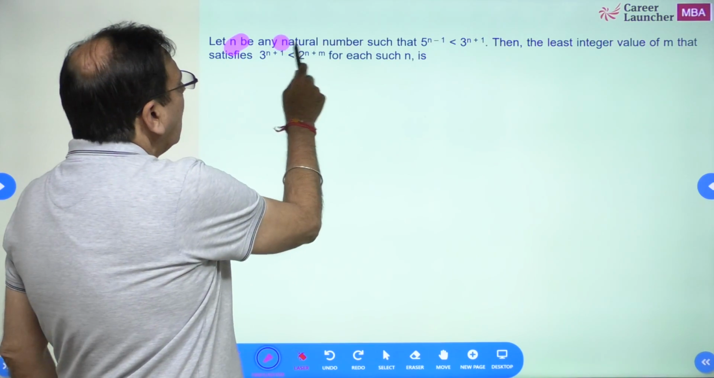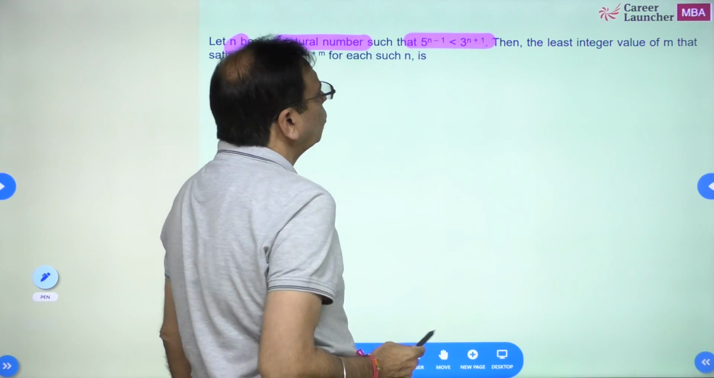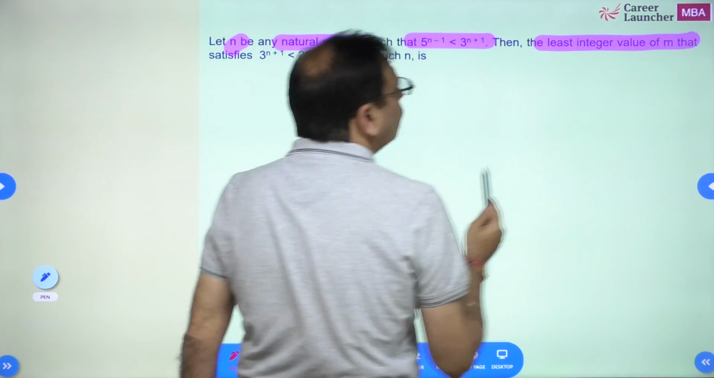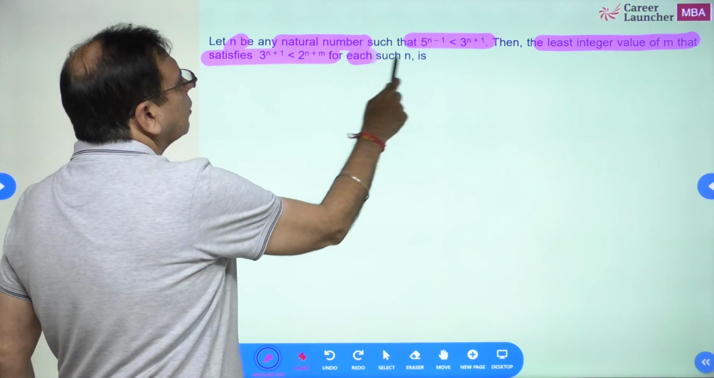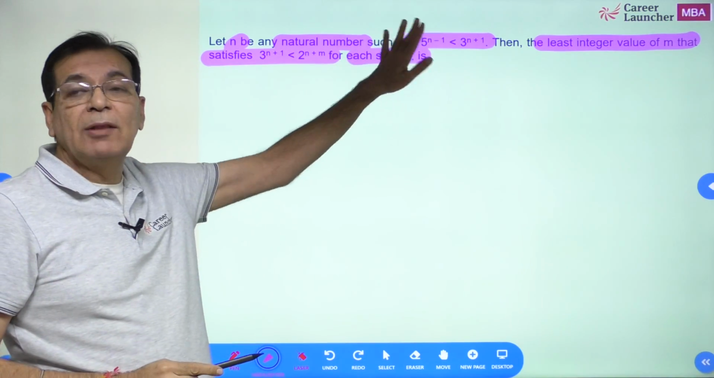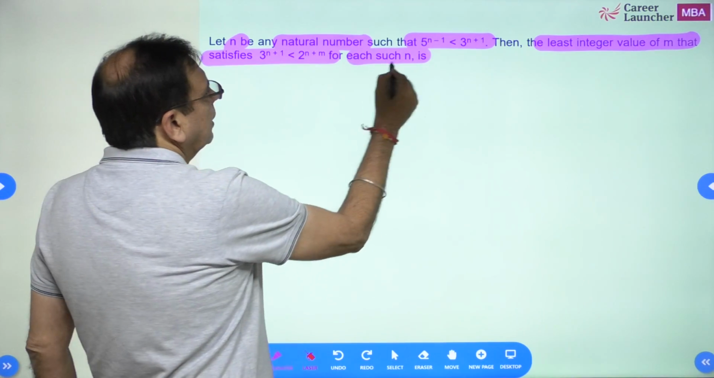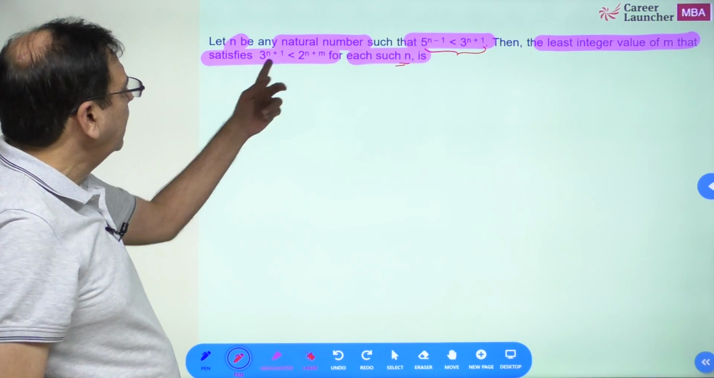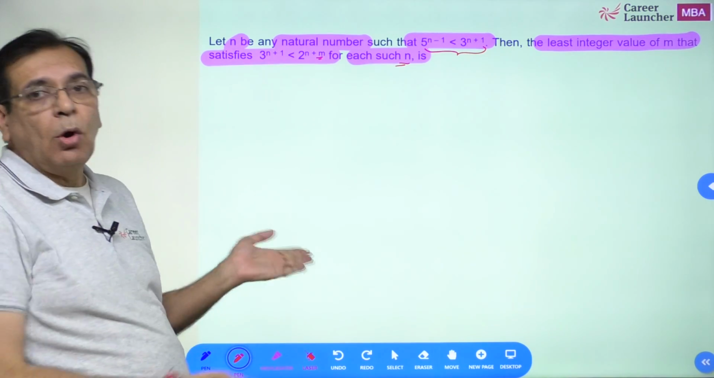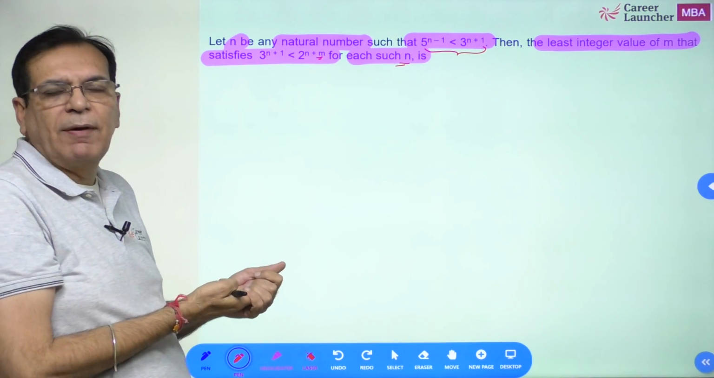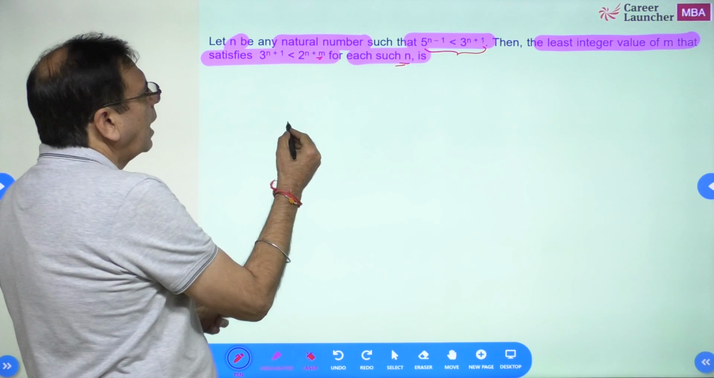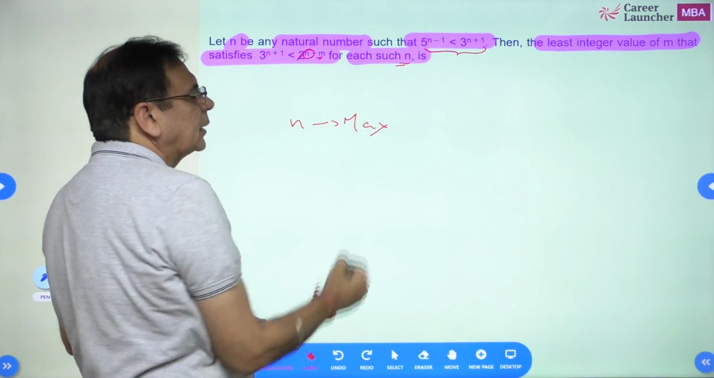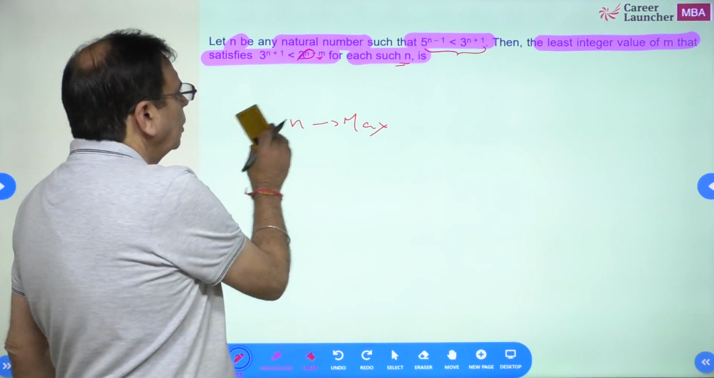Let n be any natural number such that 5 to power n minus 1 is less than 3 to power n plus 1, then the least integer value of m that satisfies for all such n. That means there are multiple values of n which will satisfy this expression. Okay, so we want the smallest value of m. यानी मेरे को n को highest करना होगा. Whichever value satisfies the highest value of n, maximum n के लिए जो satisfy करेगा, it will satisfy for the lower n also, sorry.